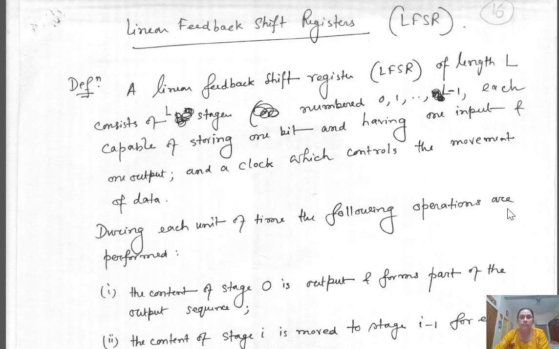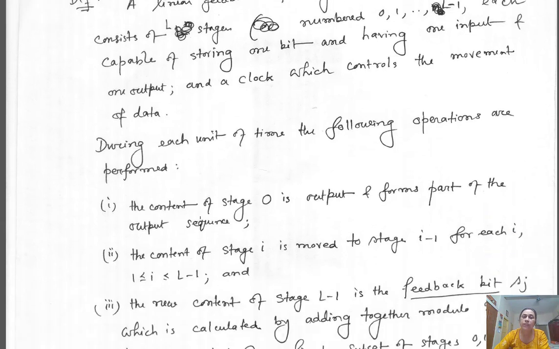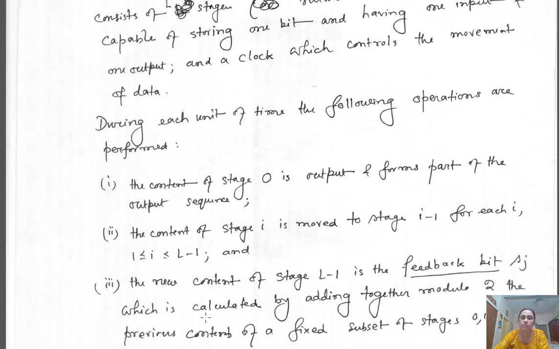Let us now formally define the linear feedback shift register. As we have said, the linear feedback shift register of length L consists of L stages numbered 0, 1 to L minus 1, each stage capable of storing one bit, either 0 or 1, and having one input and one output, and a clock which controls the movement of data. During each unit of time, these three operations are performed.